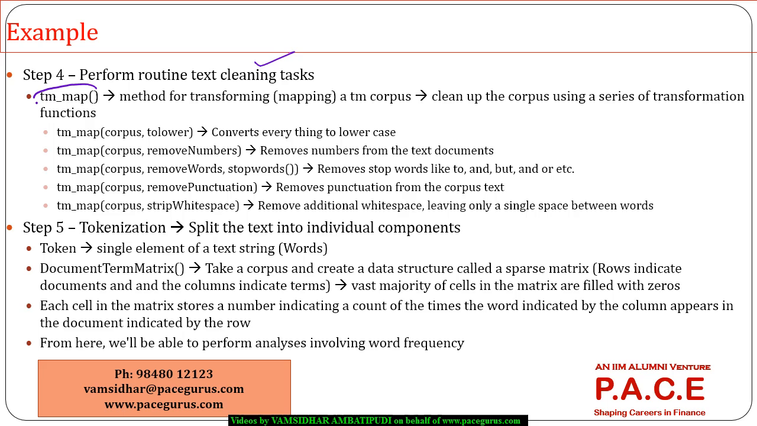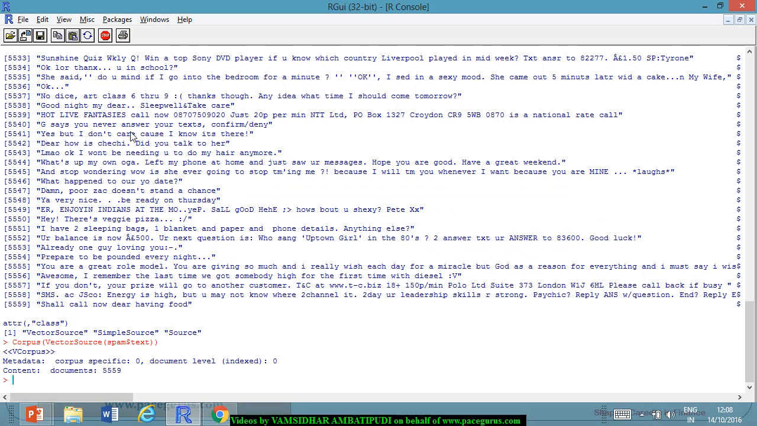The first of them is we will use tm underscore map, a method of mapping a tm corpus. So we are cleaning up the corpus using a series of transformation functions. The first thing, I want to convert everything into lowercase letters. Let me try using that and see if it is directly working without displaying.